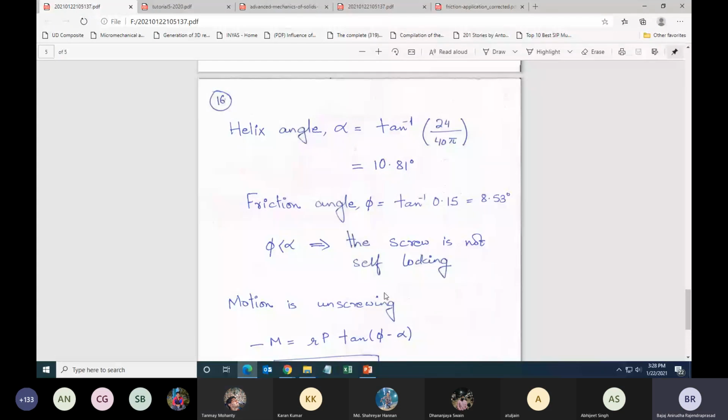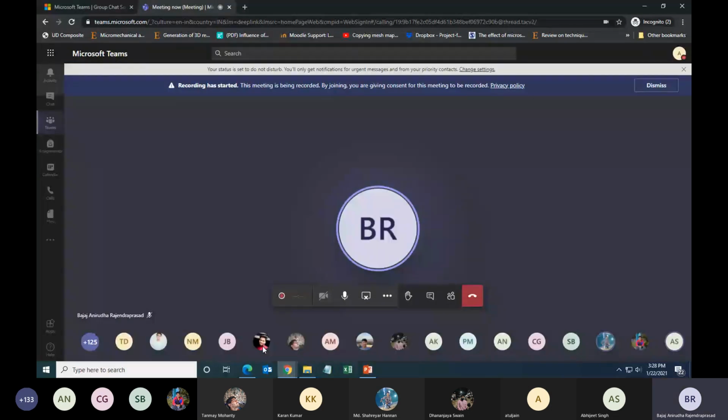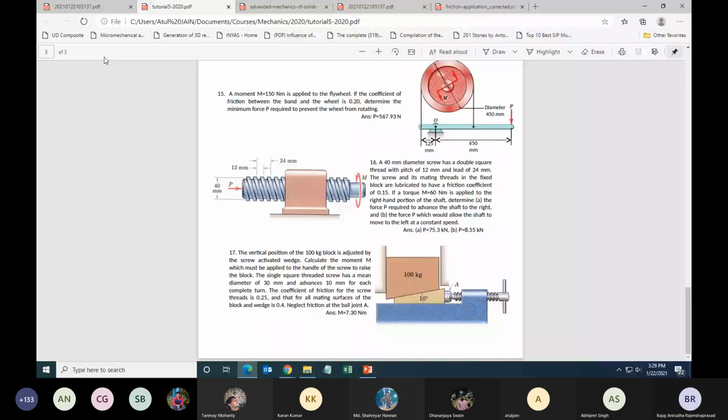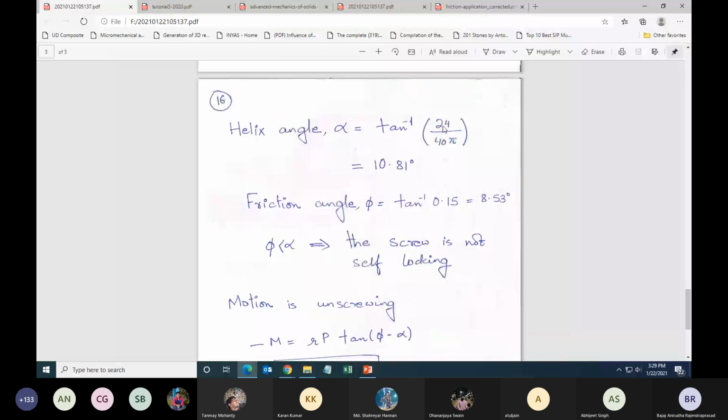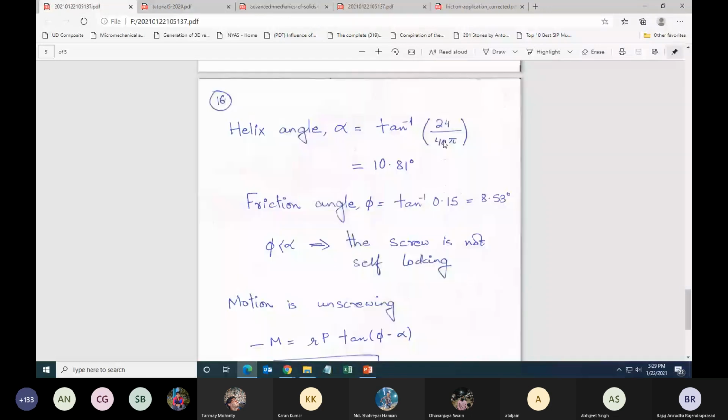Basically, it is step by step. Helix angle is calculated as tan inverse of 24, I think. What was 24? It was the lead, sir. So 24 is the lead. So helix angle is lead divided by 40 pi. 40 is the screw diameter. Lead divided by screw diameter into pi is your helix angle.